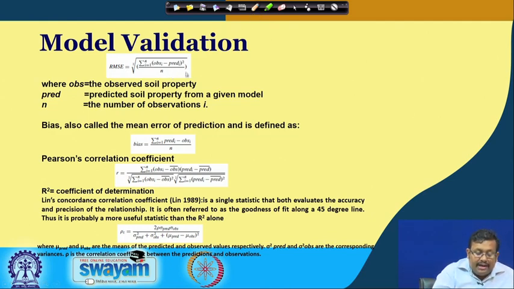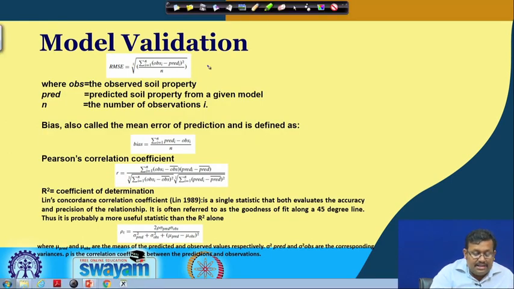Like root mean square error. As you can see, this is the formula of root mean square error, and this is one of the major important indices of model validation. We always want the root mean square error to be minimized, because the less the root mean square error, the more accurate the model. Also bias, which is called the mean error of prediction, is defined by this formula. And then Pearson correlation coefficient.